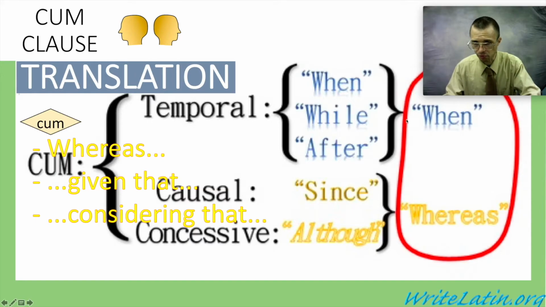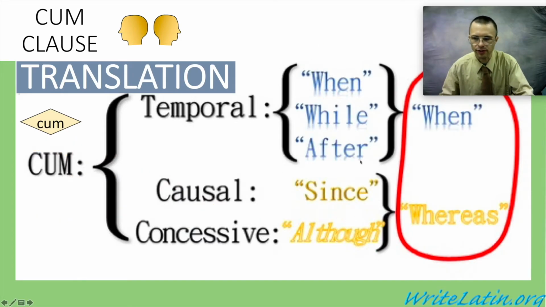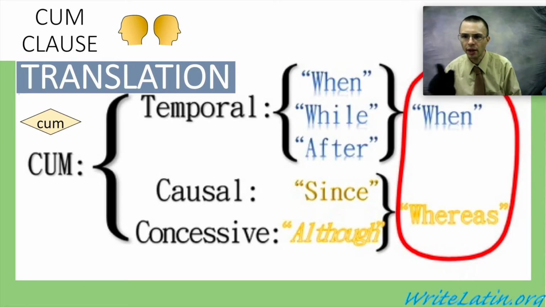The other most basic meaning is when, because when will cover for all of these. So after we would have eaten, the ceiling fell in on us, could become when we would have eaten, the ceiling fell in on us, and it still kind of works. So cum can mean any of these things. So when and whereas, therefore, are the two main literal meanings of cum. I want you to memorize both of these.